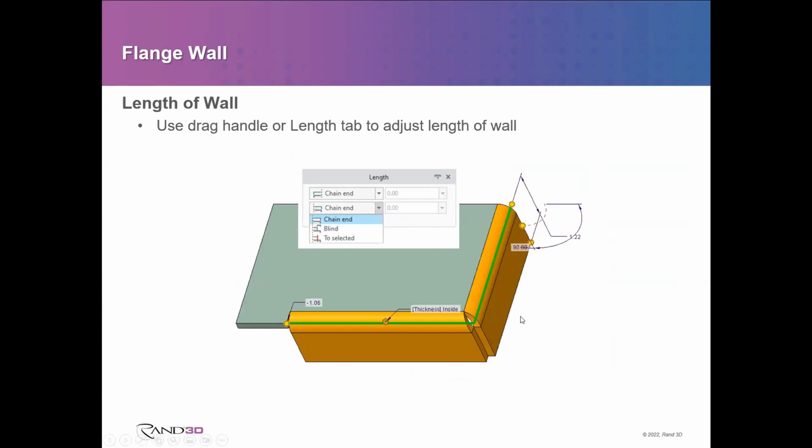And then the length of the wall. Now, if you don't want this wall to go the entire length of the edge, again, you can drag the drag handle, but there's also going to be a length tab that you can come down here and set the length that way if you wanted to as well. So notice you can do it blind, or you give it a length, or you could say to selected and go up to something if you wanted.